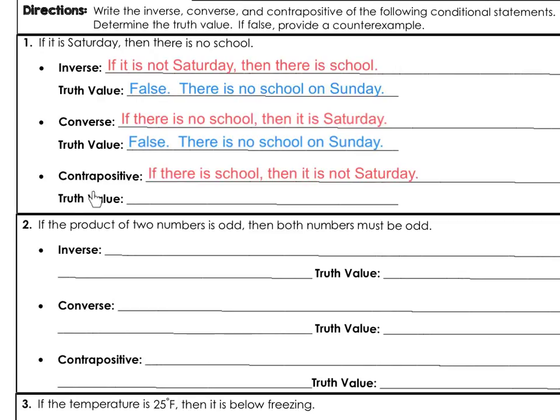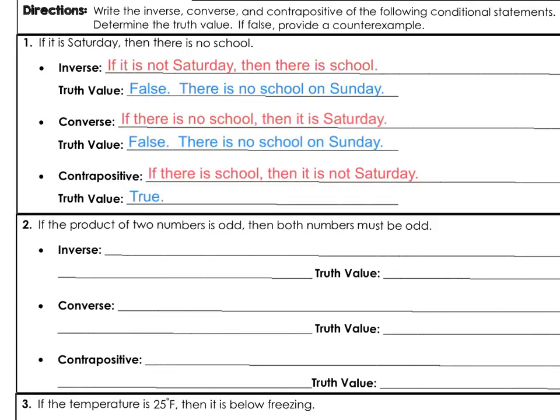Okay, but the contrapositive, let's take a look at that. If there is school, then it is not Saturday. So if there is school, that means it's Monday, Tuesday, Wednesday, Thursday, Friday. So it will never be Saturday if there is school. So that particular truth value would be true.